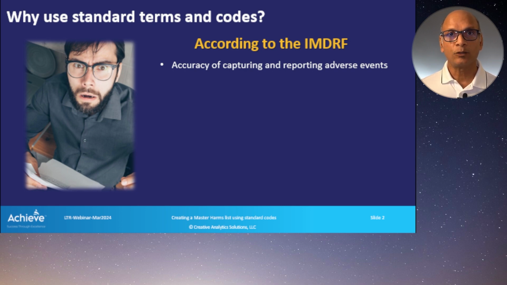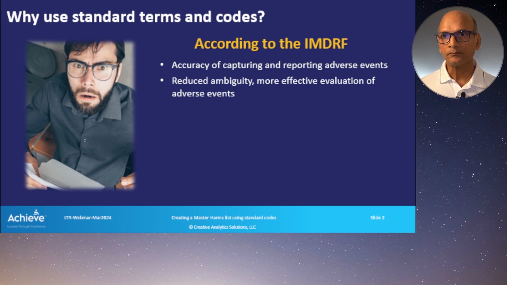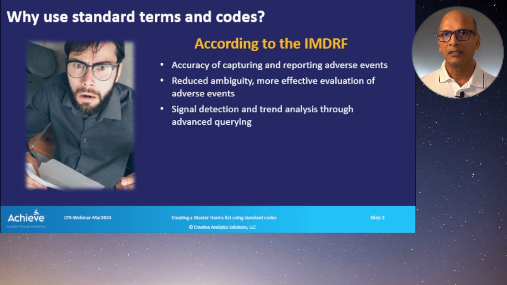Accuracy of capturing and reporting adverse events. If you use standard terms and codes, the data is more accurate and more reliable. Reduced ambiguity, more effective evaluation of adverse events. So why are regulatory bodies interested in that? Well, they want to keep an eye on adverse events, right? And they want standardized reporting. It helps them to detect safety signals early and do trend analysis through advanced querying. And why would they want to do that? Because they can keep an eye on safety and effectiveness of medical devices in the post-market phase, so they can take regulatory action.